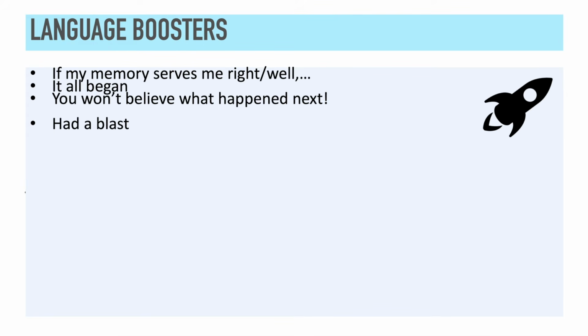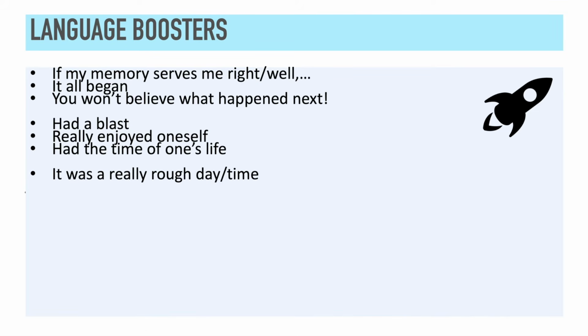If you want to describe a good time, you could use expressions such as, we had a blast. We really enjoyed ourselves. Or, I really enjoyed myself. Had the time of one's life. So you could say, I had the time of my life, or we had the time of our lives. On the other hand, if you want to talk about a negative experience, you could use expressions such as, it was a really rough day, or it was a really rough time. It was the worst day ever. It was the most dreadful time.